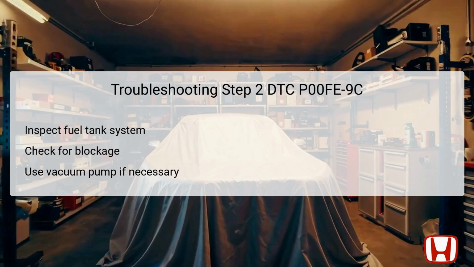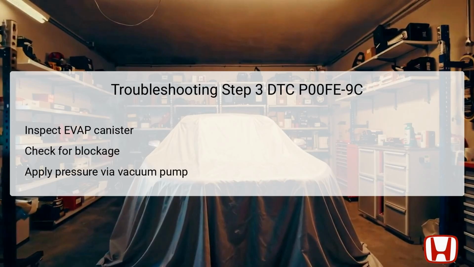This step is critical as it verifies the operational integrity of one of the primary components in the EVAP system. In this step, the focus will shift to the EVAP canister inspection. Begin by disconnecting the fuel vent tube and drain tube from the EVAP canister to gain access.